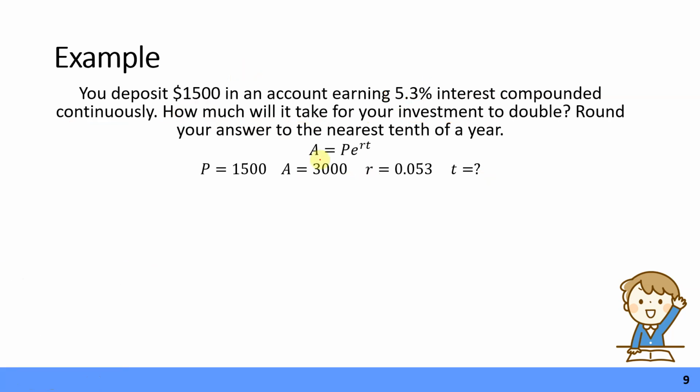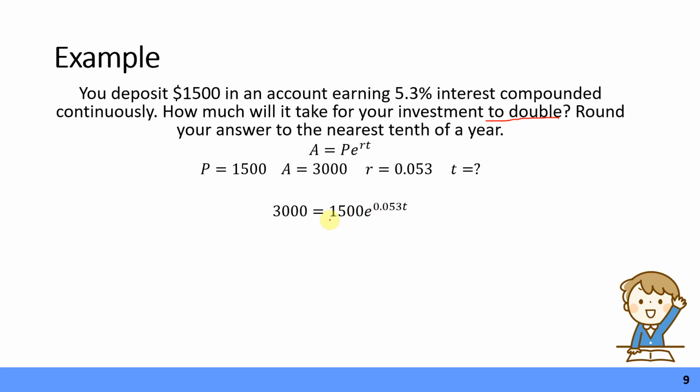Okay, so again, the only reason I threw this one in here is because some people will freak out with this, right? All you have to do is just double your principal. That's going to be the amount you want to have after. Now, substitute it into the formula. 3,000 equals 1,500 e raised to the power of 0.053t. And then we just solve it just like we did on the other one.